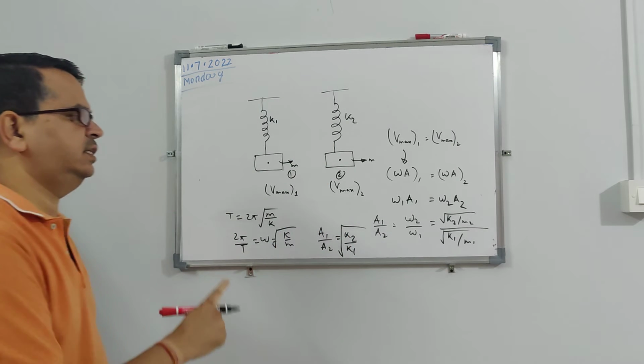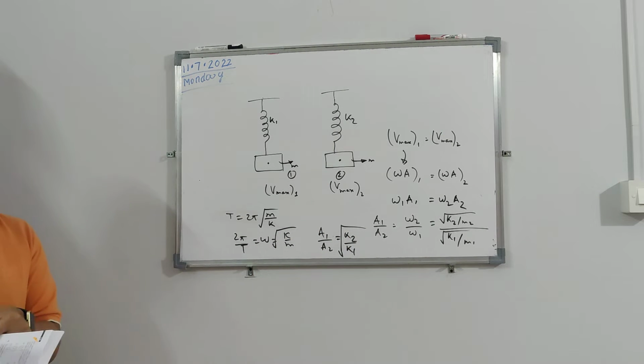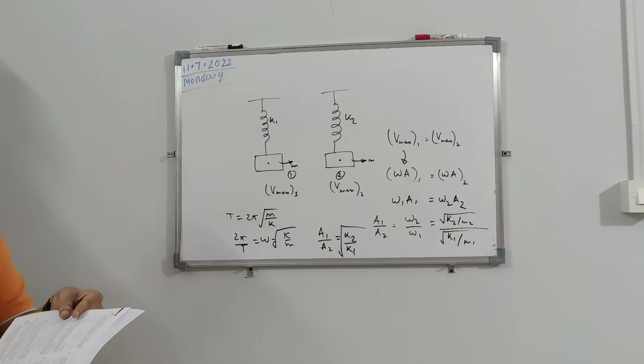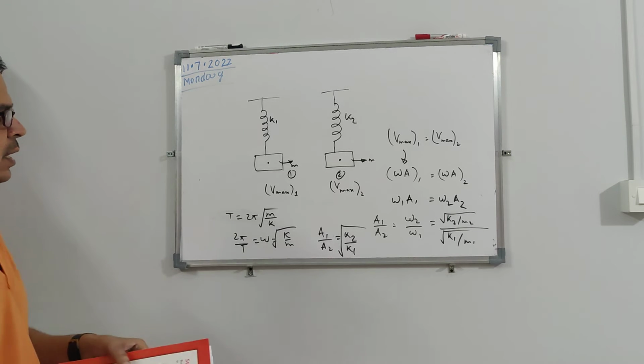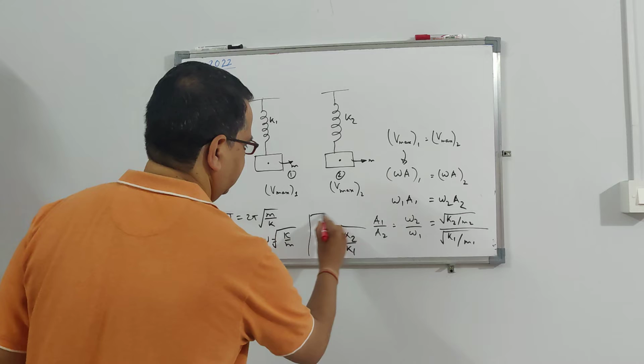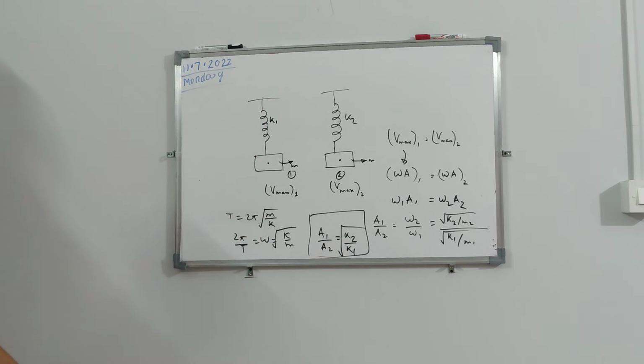So this is there in your answers. So the answer options are like k1 by k2 and k2 by k1, k1 square by k2 square. So all these options are there. Yes, so this option is the correct one. Okay.